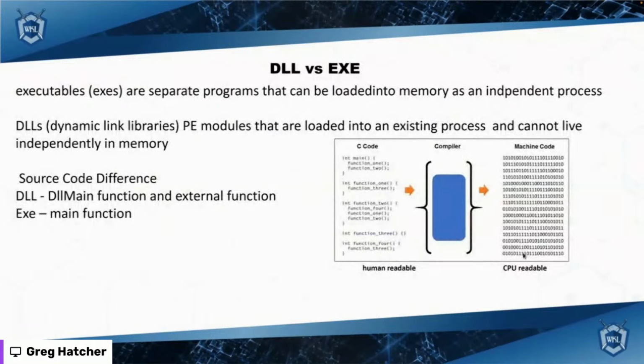So people are pretty familiar with executables, but not so much with DLLs. Executables are separate programs that can be loaded into memory as an independent process. Hence, if you get a process listing, those all started as executables when they were small kids, and then they grew up and became processes. DLLs are a little bit different. Dynamic link libraries export functionality. Pretty much the entire Windows operating system is built on DLLs. They're loaded into an existing process, and they can't live independently in memory.